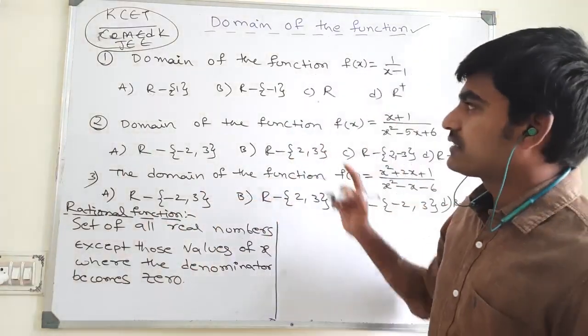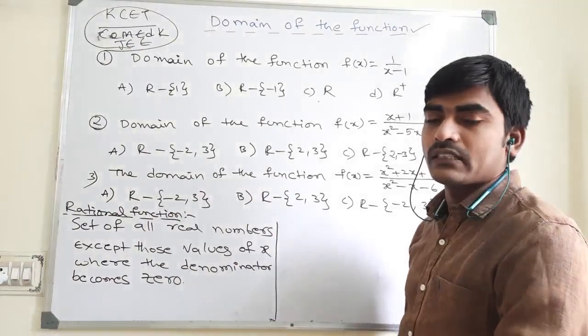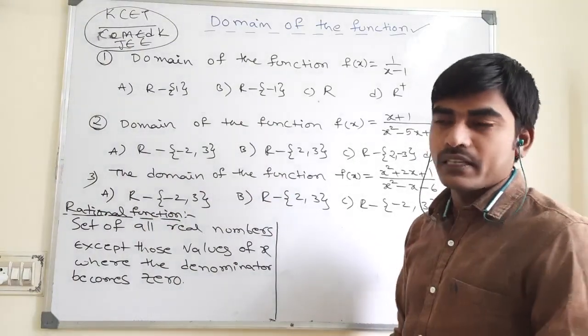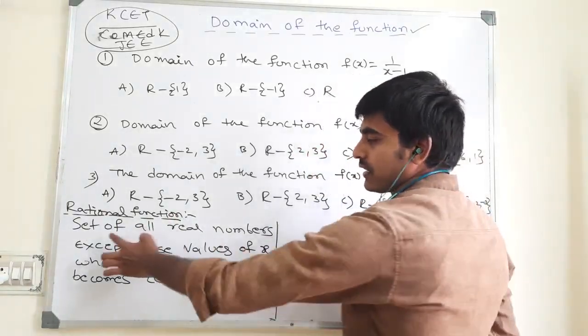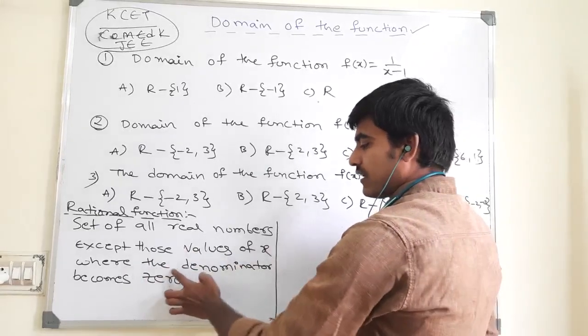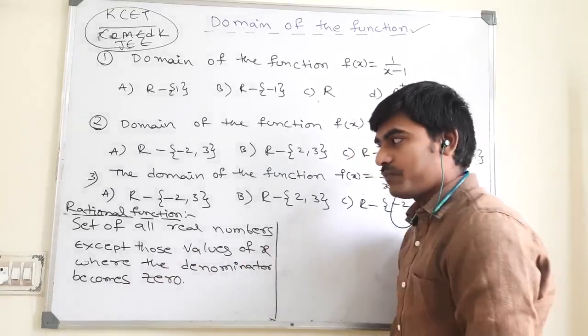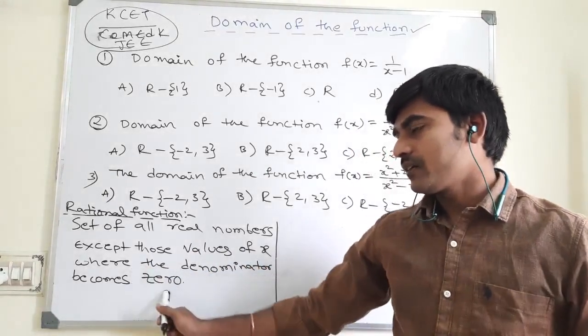Now I would like to discuss the rational function. When they have given you a rational function, how will you find the domain? A rational function means, in one simple sentence I have written: the set of all real numbers except those values of x where the denominator becomes 0.